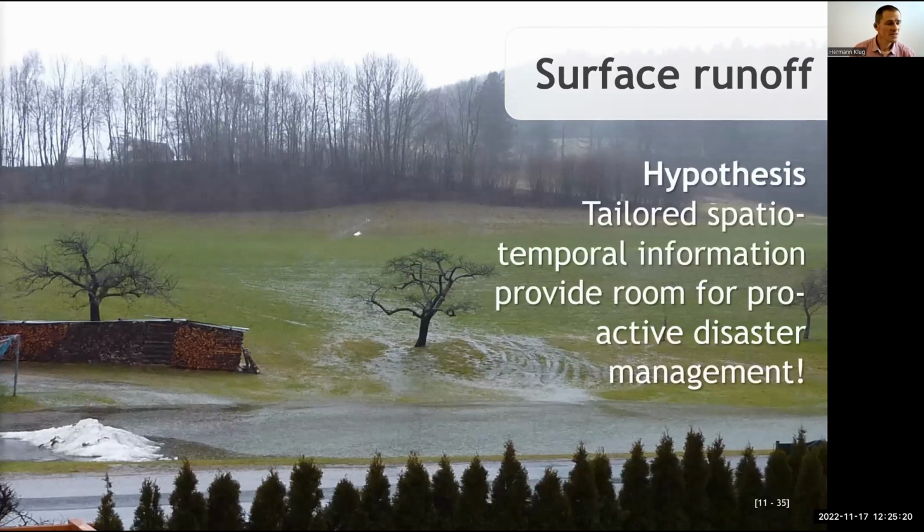What is important is that we have not only an early warning system applying to a huge area, the whole Mondsee catchment, but we need tailored spatial and temporal information to be provided to people who need it at a certain time in space. This is what we call proactive disaster management: being prepared before the disaster comes and not reacting afterwards.